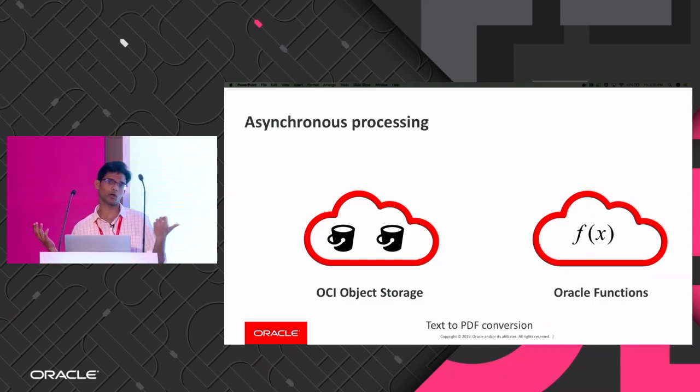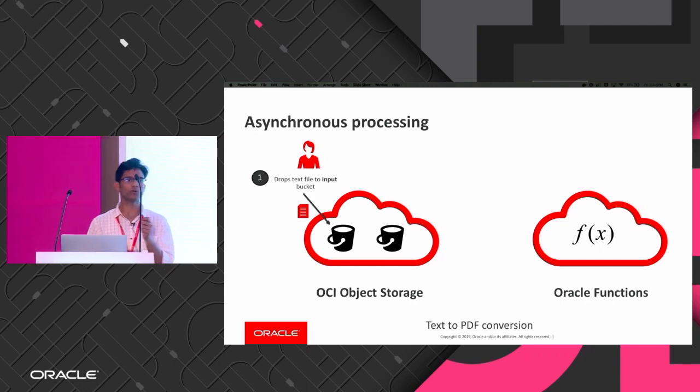This is OCI, Oracle Cloud Object Storage. And I have a couple of buckets there. Now, what I'm going to do right now is drop a text file into one of the input buckets. Okay? Now, what that text file is, simple lorem. I'm going to drop this text file here, lorem ipsum, blah, blah, blah, some gibberish.